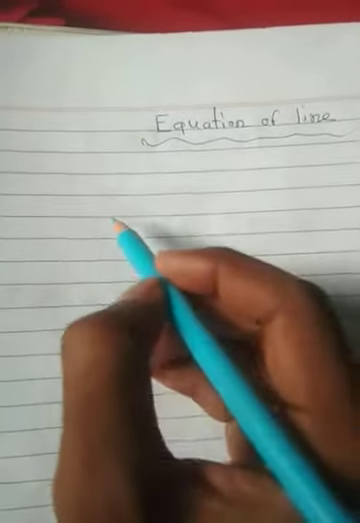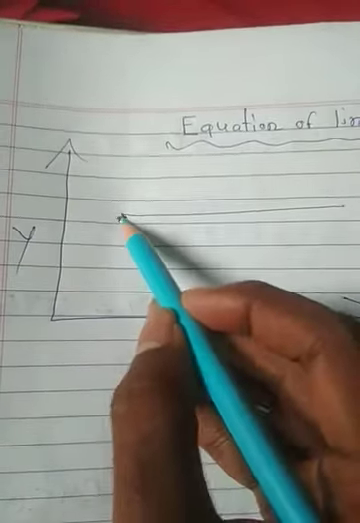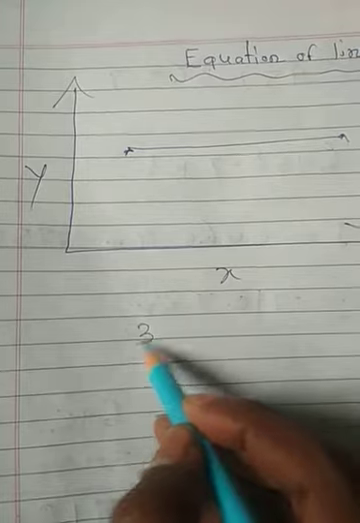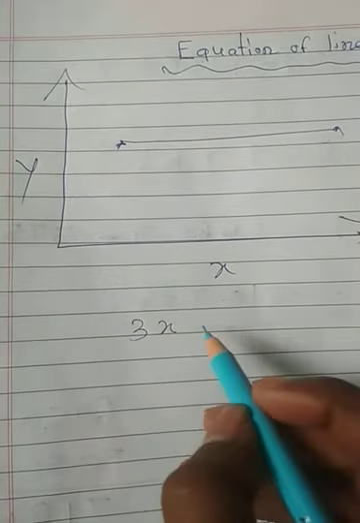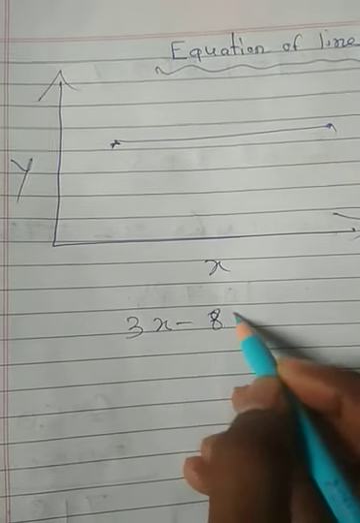Today we are starting equation of line. What are the equations of a line? If there is a line lying on a plane, with x-axis and y-axis, what will be the equation of that line? The equation of a line may be 3x plus 8y equal to 0.